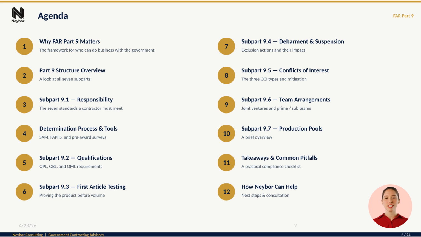Here's our roadmap for the next 30 to 45 minutes. We'll start by framing why FAR Part 9 matters, who it applies to, and why it exists. Then we'll walk through the structure and cover each of the 7 subparts in order. Along the way, I'll show you real-world examples, the decision processes contracting officers actually use, and the most common pitfalls we see at Neybor. We'll close with a practical compliance checklist and details on how you can work with us to apply these rules in your own procurement pipeline. Feel free to hold questions until the end, or raise them as we go if something's unclear.